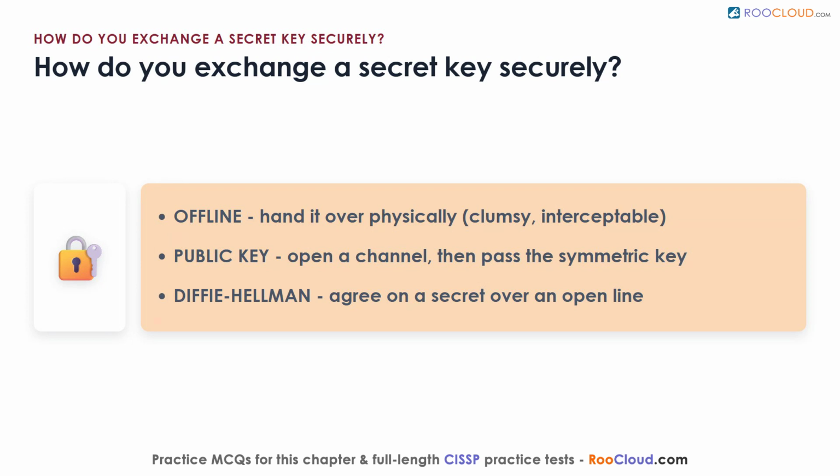The third is a dedicated key exchange method, the Diffie-Hellman algorithm, which lets 2 parties agree on a shared secret, even over an open line with no prior contact. Think of 3 ways to share a house key: mailing it, slipping it through a locked delivery slot, or a clever handshake that conjures the same key on both sides.